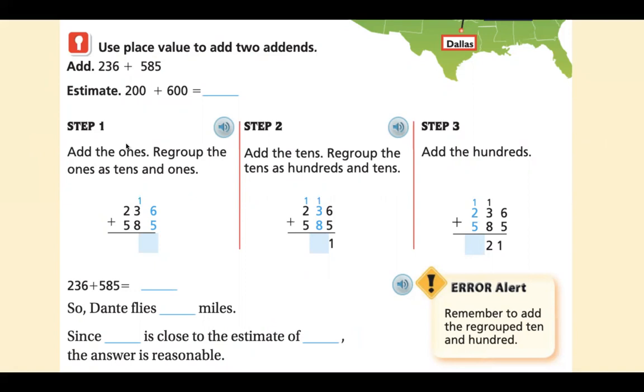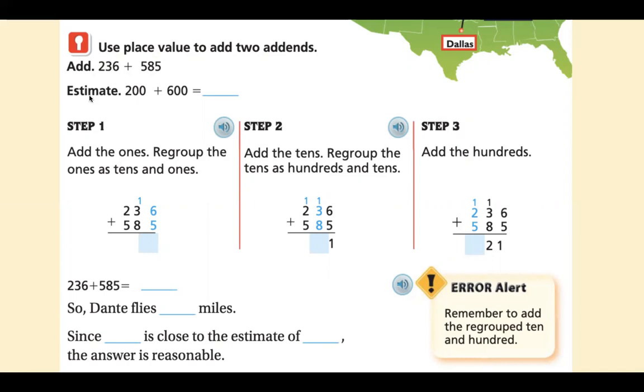So we're going to use place value to add these two addends. Addends means numbers that we're adding. So we're going to add 236 plus 585. And notice how right now they're not lined up vertically. So if you see it lined up like this, you might want to get out some scrap paper and a pencil and line up your numbers vertically, because if you try it like this in your head, it's going to be a lot more difficult.